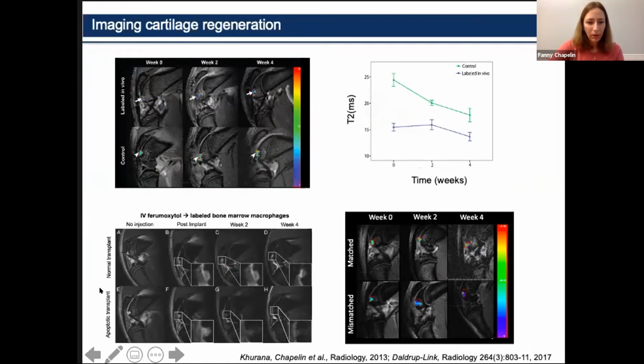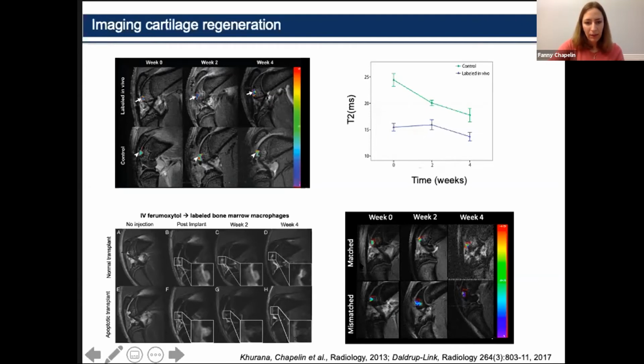In a model of apoptotic transplants where the cells were not viable to begin with in the transplant, and by labeling the macrophages this time, we were able to see macrophage influx and therefore darkening of the transplant over time, whereas a healthy transplant remained bright.